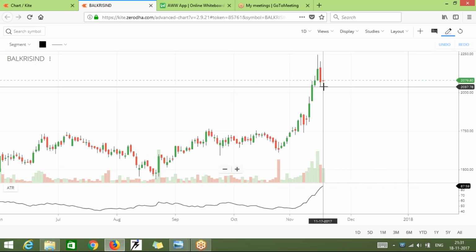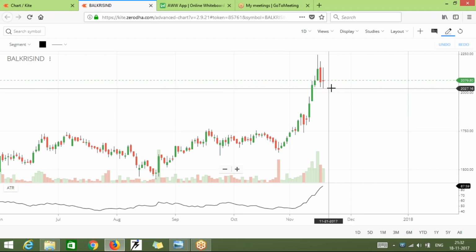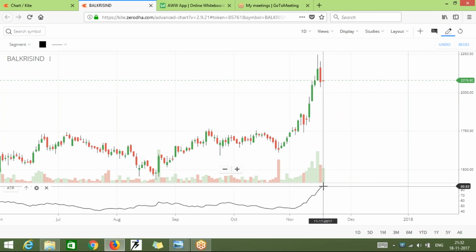If a doji is being formed at this level, and you are trying to trade at this level, see the ATR. The ATR is telling it's 86 for the SL. If you are looking at a daily chart, you cannot be an intraday trader. You are definitely there to keep your stock for at least 1 or 2 weeks. So your SL for this particular stock and this particular time frame is 86.